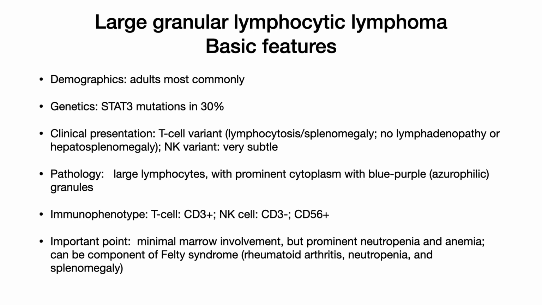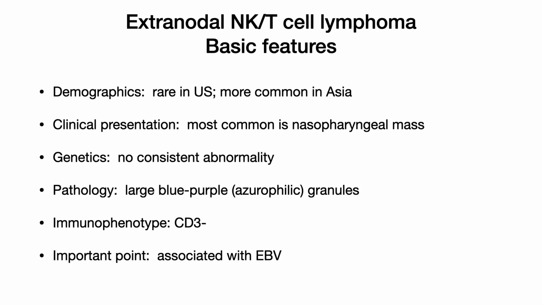And then large granular lymphocytic lymphoma, most commonly in adults. The mutation is STAT3. In the clinical presentation, you really see no lymphadenopathy. And then it says the NK variant is very subtle. Pathology is large granular, so large lymphocytes. The immunophenotype is there. The natural killer cells are CD56. So I include these because Robbins only touches on them a little bit, so I figured I'd put some of the stuff in there. But these are really rare conditions.